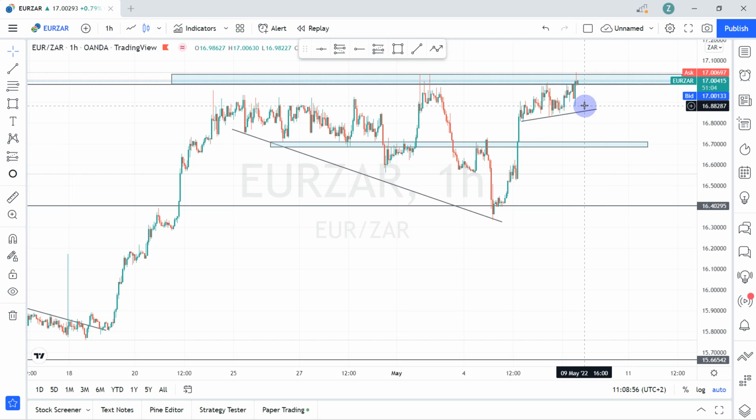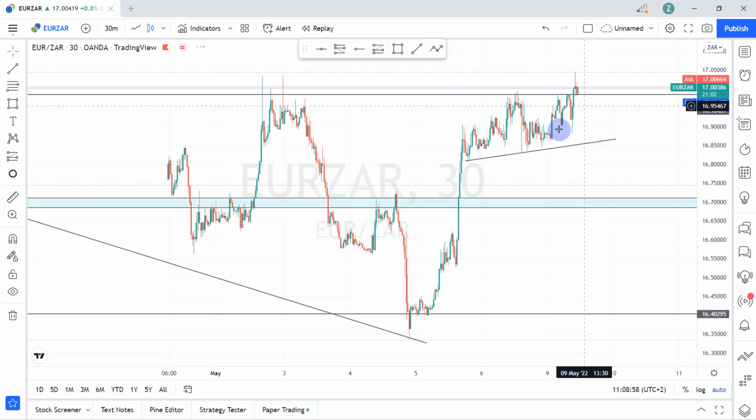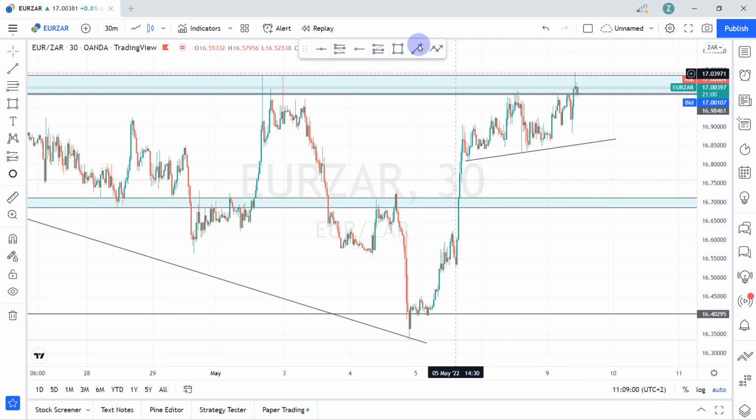So if I move to the 30-minute time frame, this is the setup that I'm seeing, which is also similar to all the other pairs, the USDZAR pair and the GBPZAR pair. So right, on the GBPZAR pair, we were looking for buys and sells. So if the market also buys, we're going to look for opportunities.